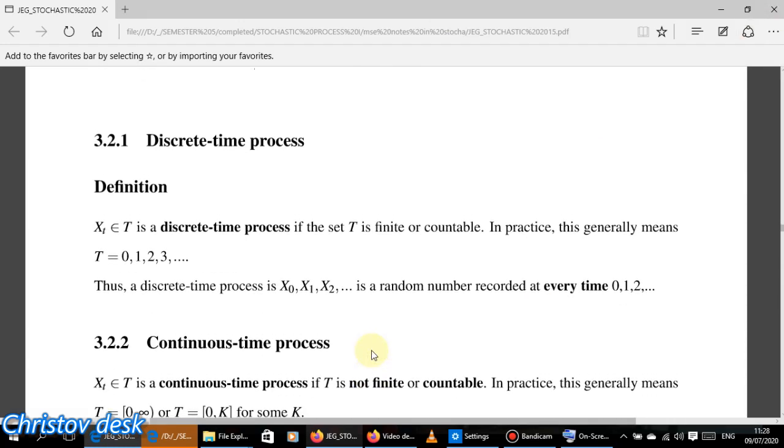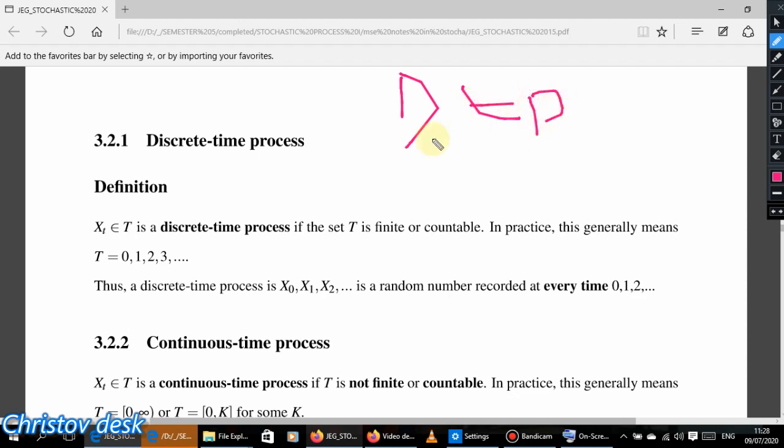So we have two types of stochastic processes: the discrete time processes, so DTP, and then the continuous time processes. All right, so what is a discrete time process?